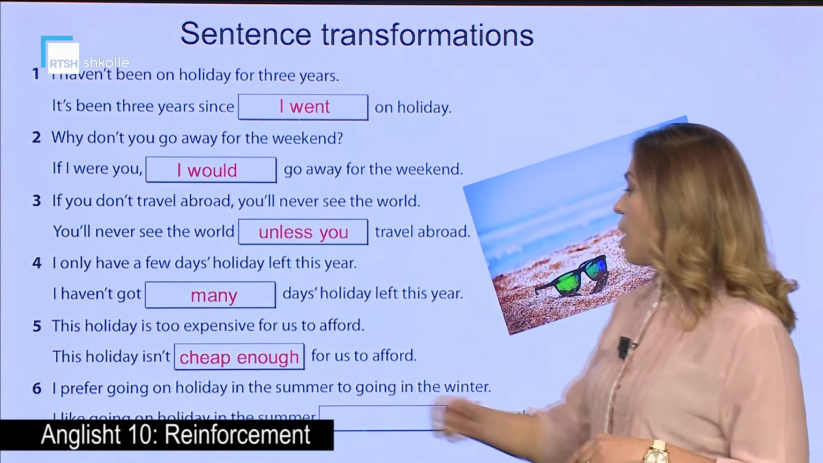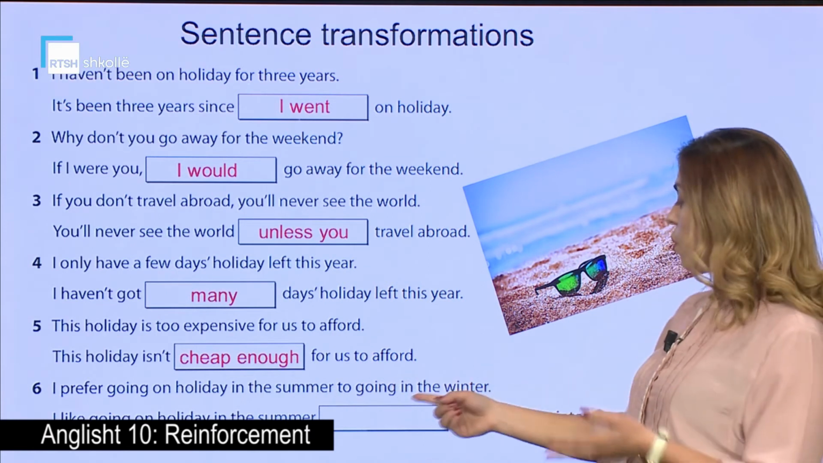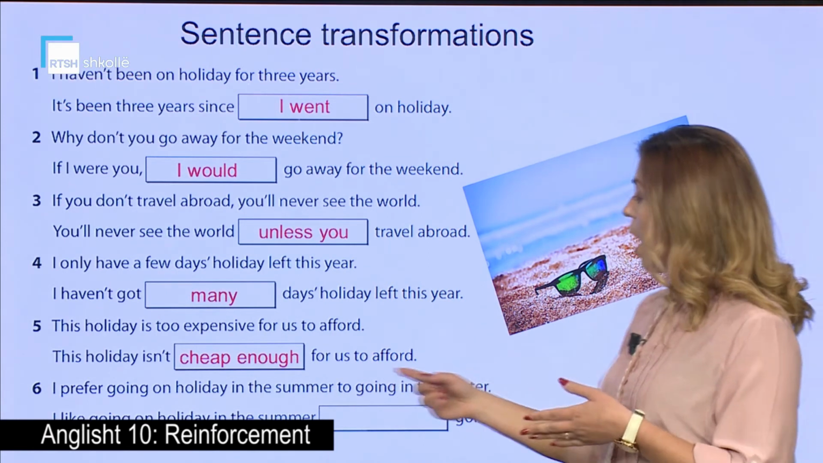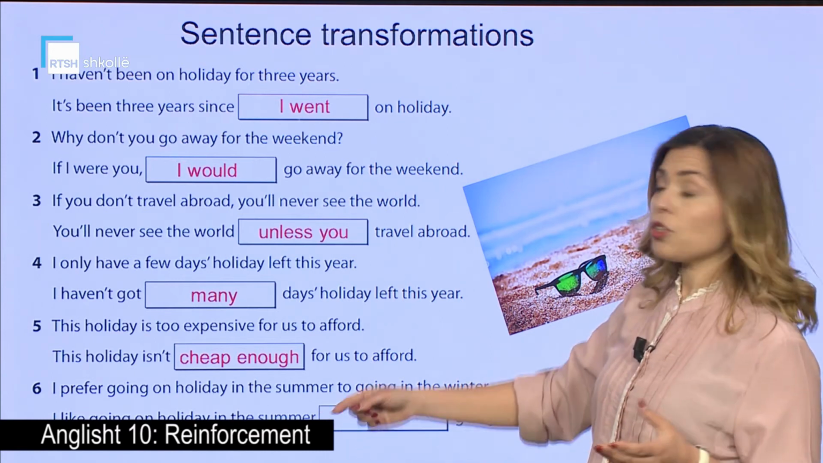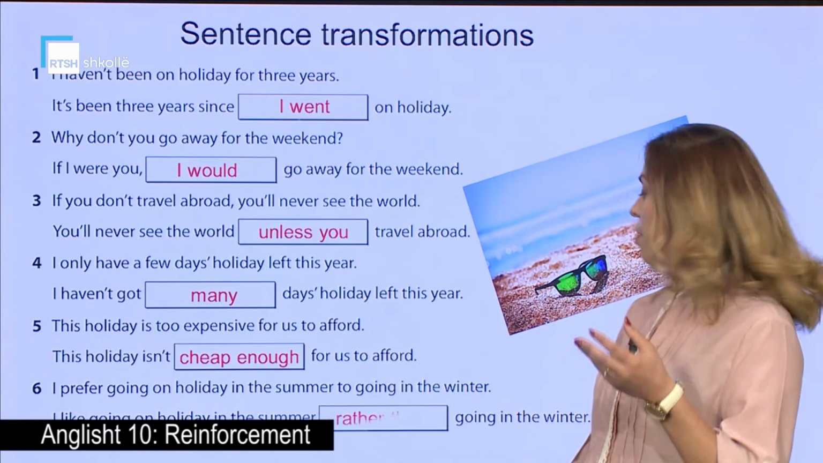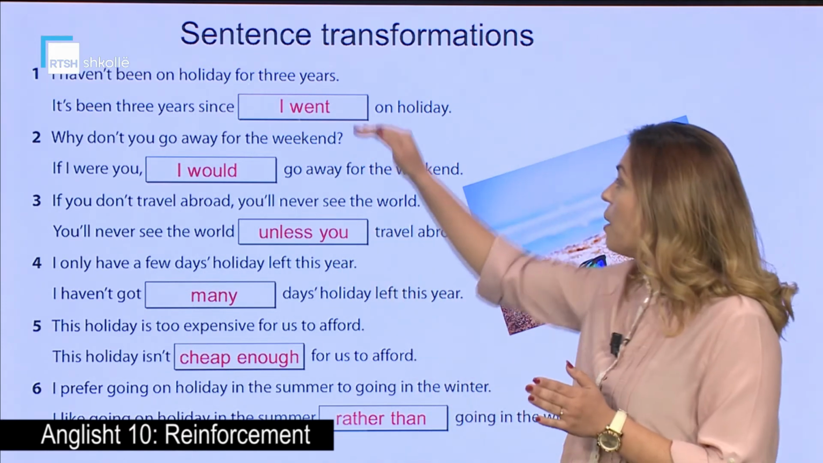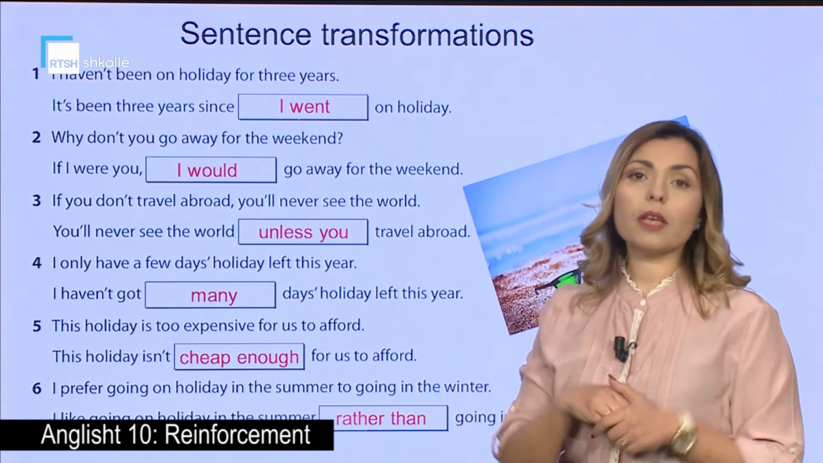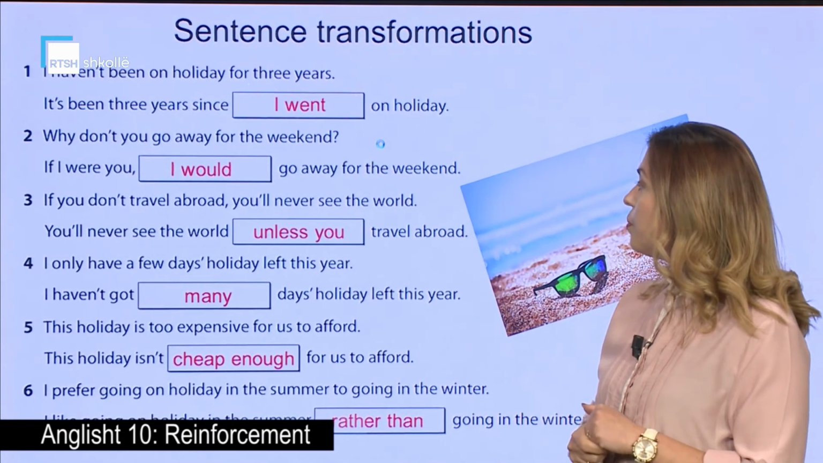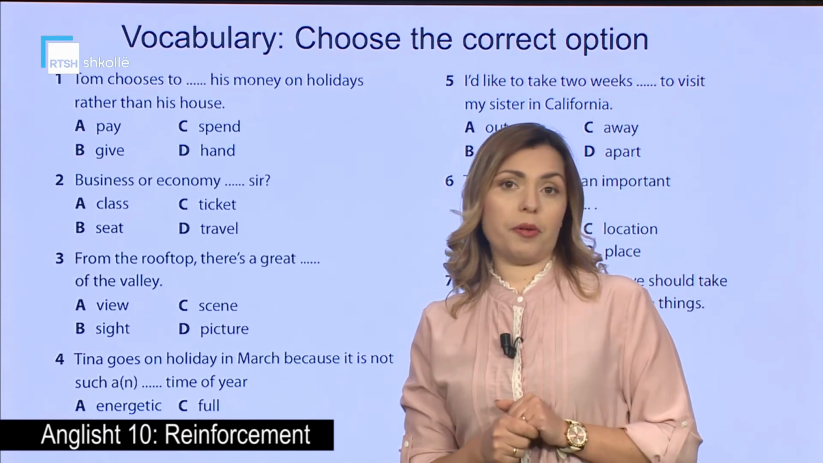I prefer going on holiday in the summer to going in the winter. I like going on holiday in the summer, and the expression here, rather than, of course, going in the winter. So as we can see, we have the same meaning in both sentences, but by using a different structure. All right?